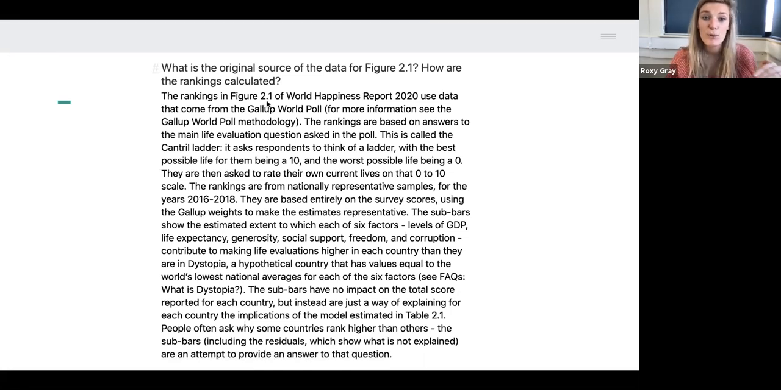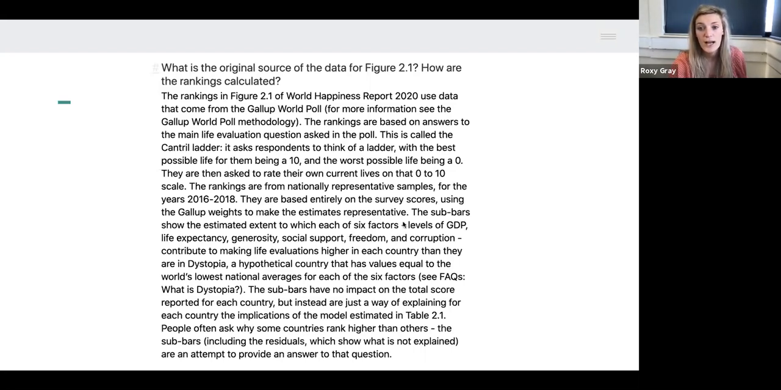It says, the rankings in figure 2.1, and figure 2.1 is the kind of overall rankings figure, are based on answers to the main life evaluation questions asked in the poll. So if you were wondering what kind of questions you would be answering if you were included as a survey respondent in this data, here it gives you a little bit of an idea. And basically the way you would respond is against something called a Cantril ladder. So the question would ask you to imagine a ladder in your mind, and the best possible life for yourself is a 10, and the worst possible life is a 0. And then you're asked to rate your own life on that scale with a bunch of questions about different aspects of your life. So that's the way that it would work.